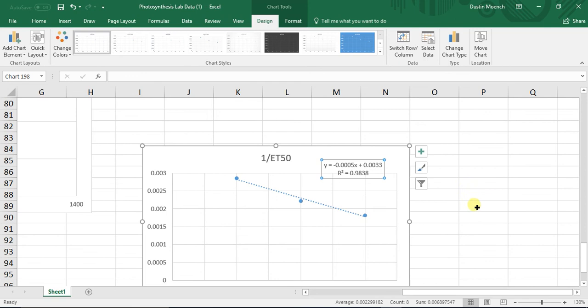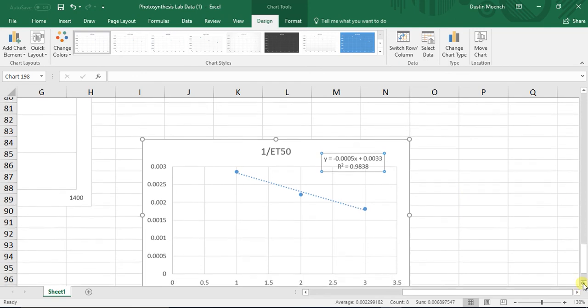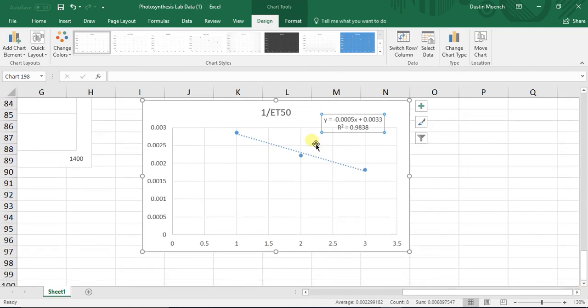And so this is the only graph you need to include in your write-up. Just make sure that you have a better title than this, and that your X and Y axes have titles with units. I don't have them here just because I'm showing you. And just make sure that you have this R squared value on there as well. And then you'll have everything that you need for the graph.